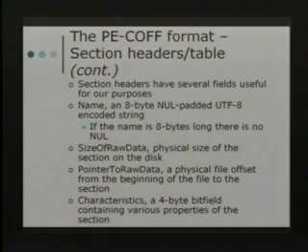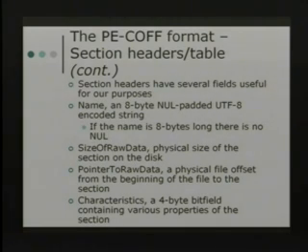What purpose they have for us should be fairly obvious for the most part. That's where all the data exists, and that's how it's actually segmented up. The name is going to be an 8-byte null-padded UTF encoded string, which, if the name is exactly 8 bytes long, is going to get truncated, and the null is not going to be there.